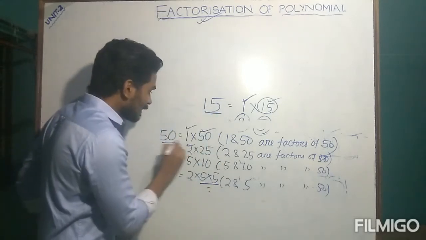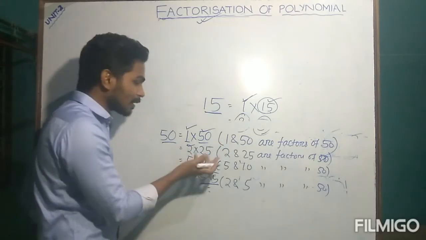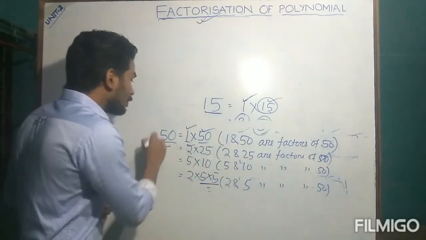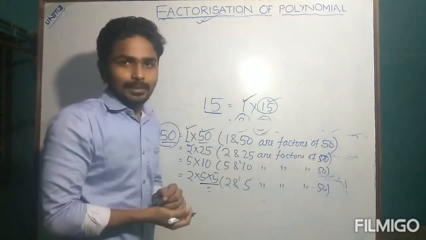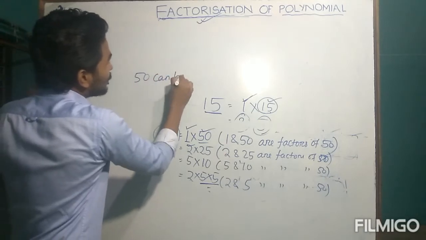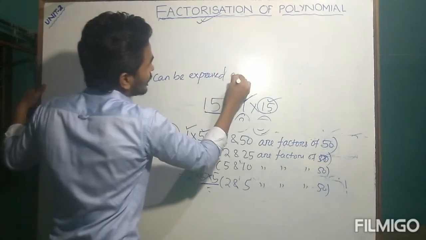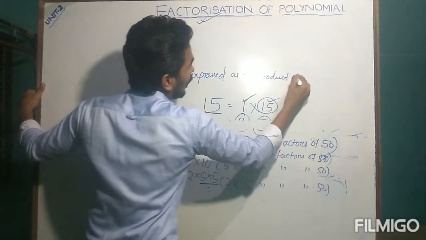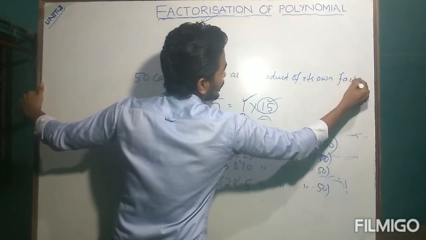So can we say 1, 50, these are the factors of 50. 2, 25 are also factors of 50. 5, 10 are also factors of 50. 2, 5 are also factors of 50. So can we say 50 can be expressed as the product of its own factors? Yes or no?